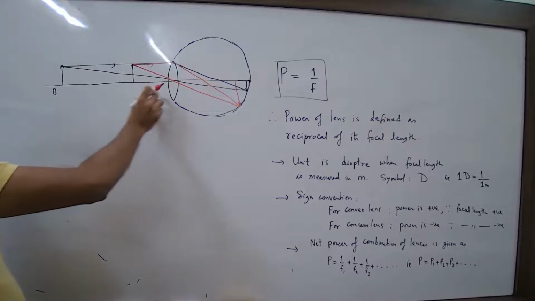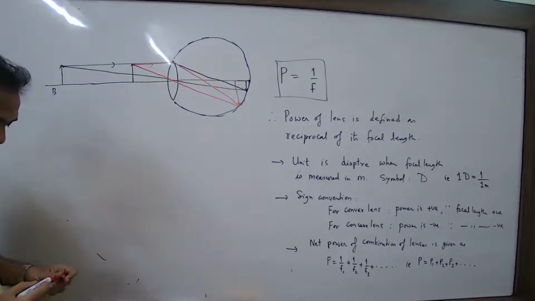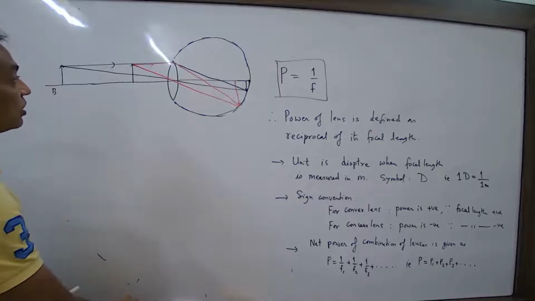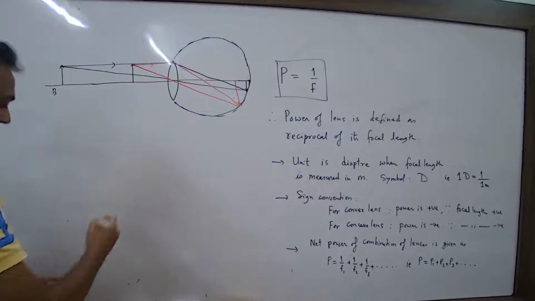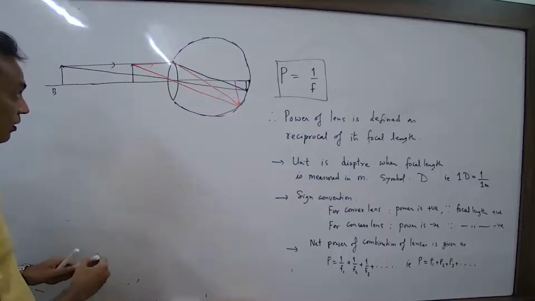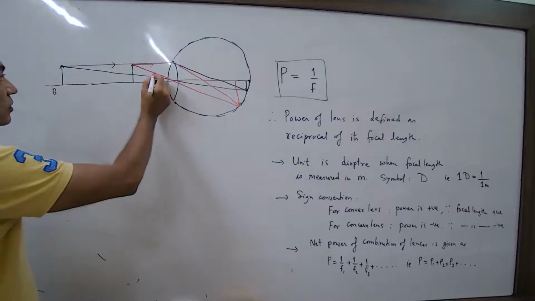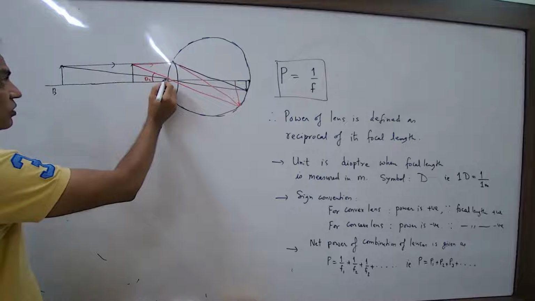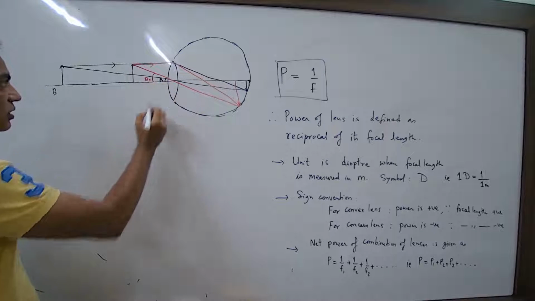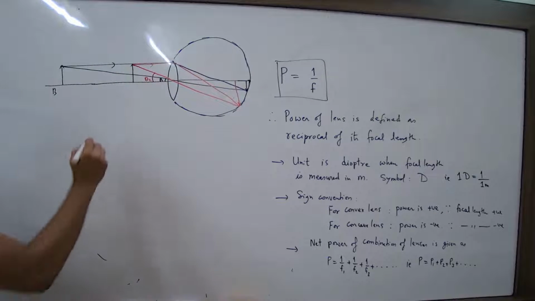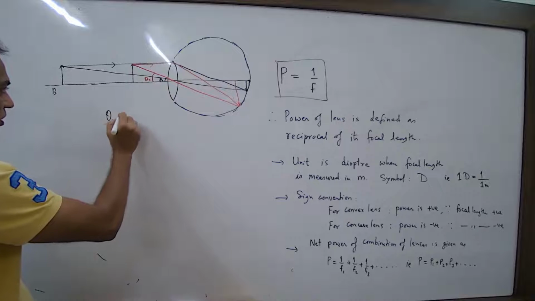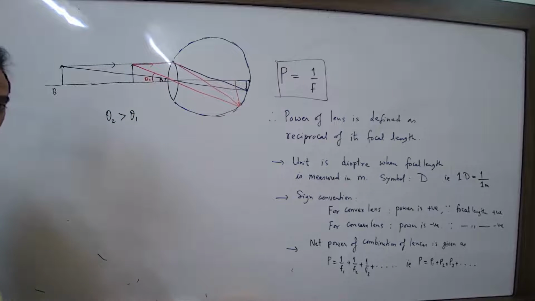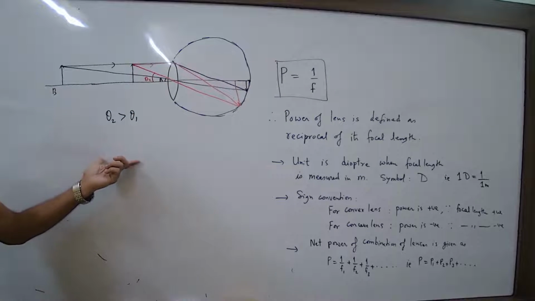When the object is nearer, it appears bigger to the eye, right? So what determines it? The angle. This angle. Let us say this is theta 2 and this is theta 1. This is just for your explanation, understanding, okay? So theta 2 is greater than theta 1. So what is theta? Visual angle.